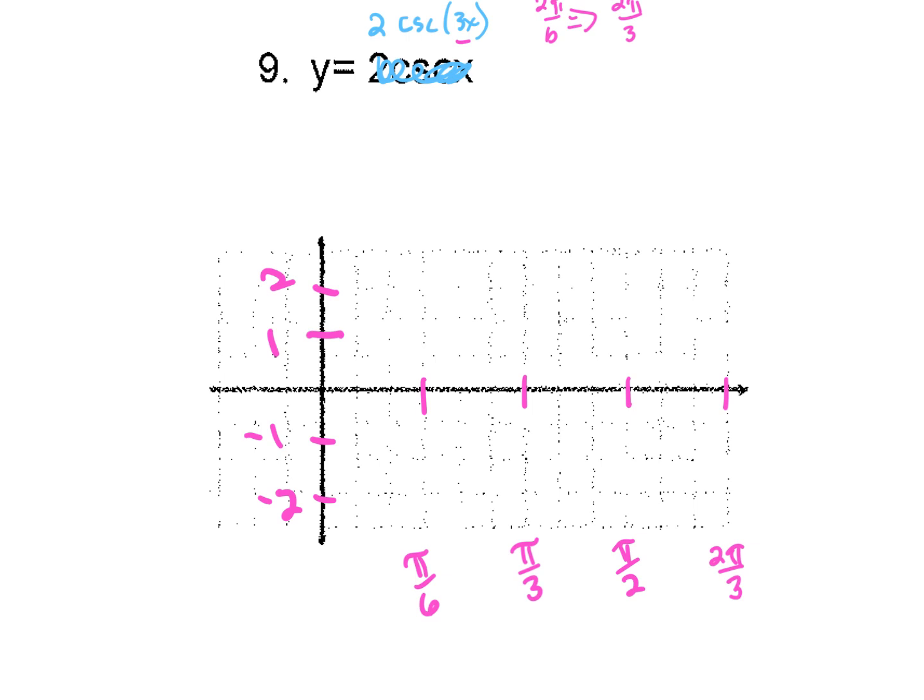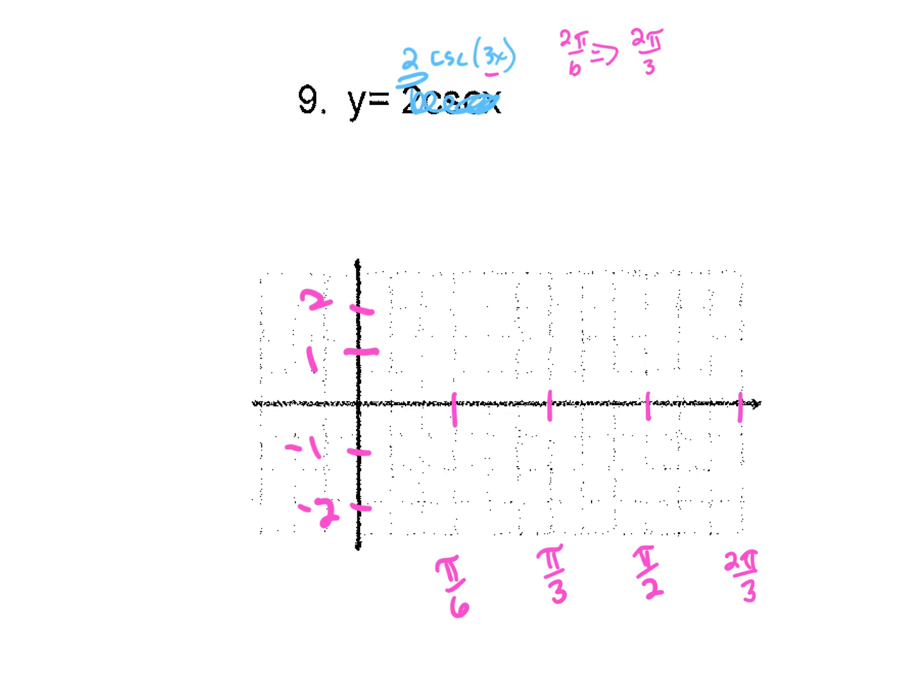Okay, are we good with that period change there? 2 pi over b, remember, and then half multiplied by 3. Okay. We also have the 2 out front, so that means when I'm graphing my sine curve to use as a guide, I'm going to go up to 2 instead of just 1.